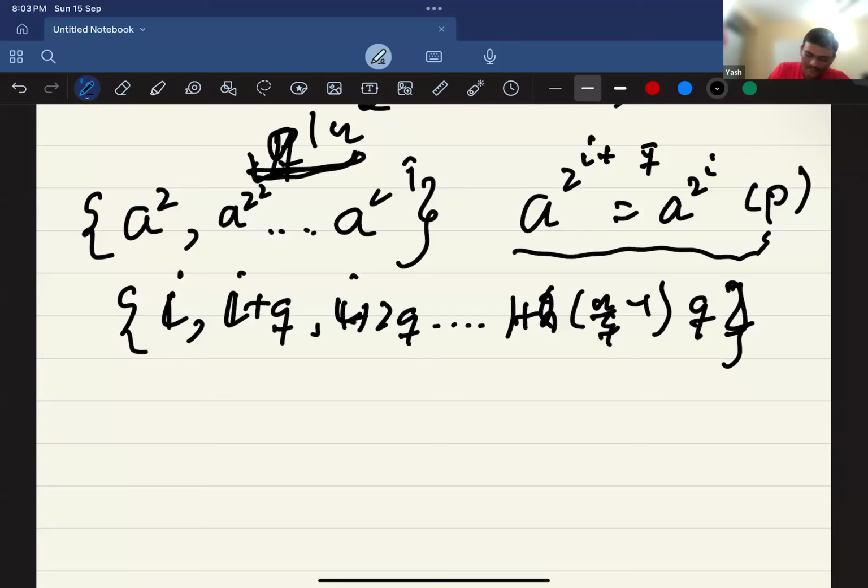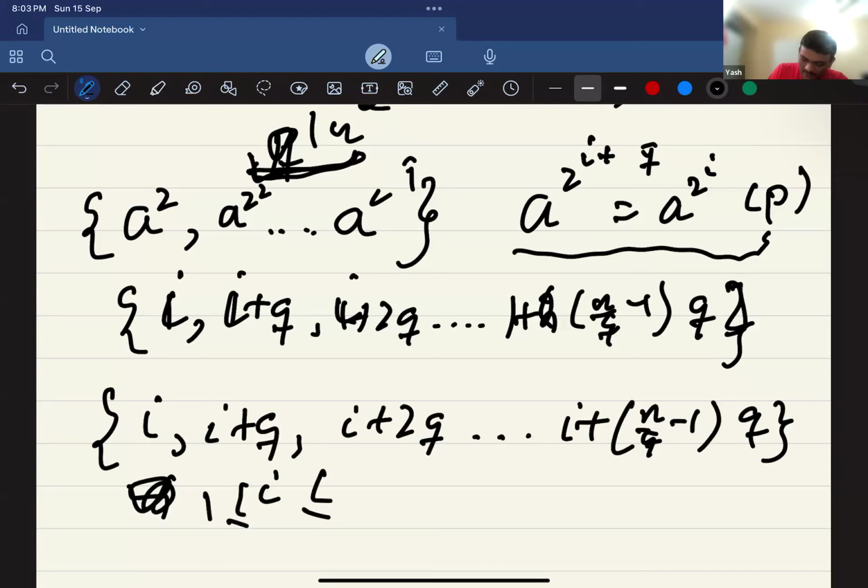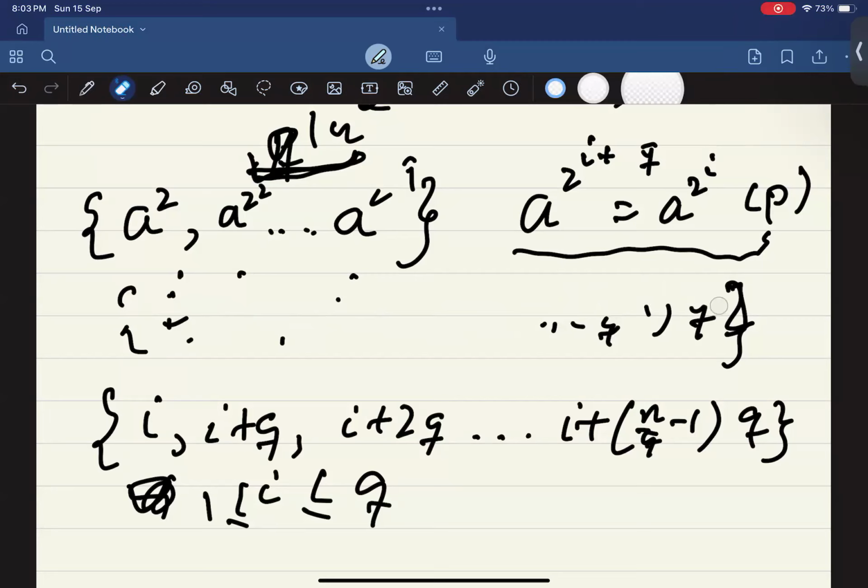Okay, wait, this is getting a bit messy. So I'm splitting the sets like this: I plus q, I plus 2q, dot till I plus n by q minus 1 times q, for I at least 1 and less than or equal to q. Do you guys see this? This covers all the numbers from 1 to n. Does everyone see this? Right?